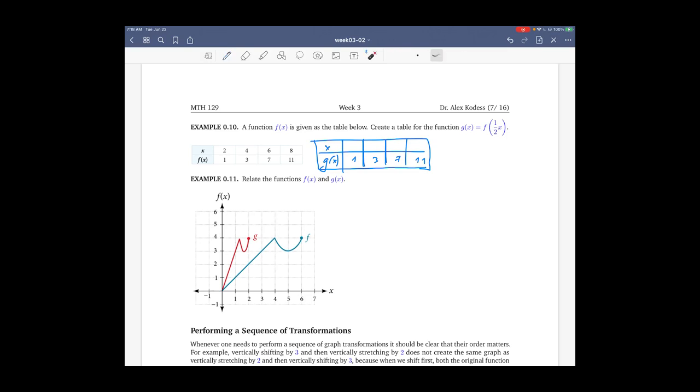For instance, it takes 2 seconds for f to get to value 1. It will take twice the time for g to get to value 1, 4 seconds. And the same with all other times. It takes 6 seconds for f to get to value 7. G will get to value 7 in twice that time.